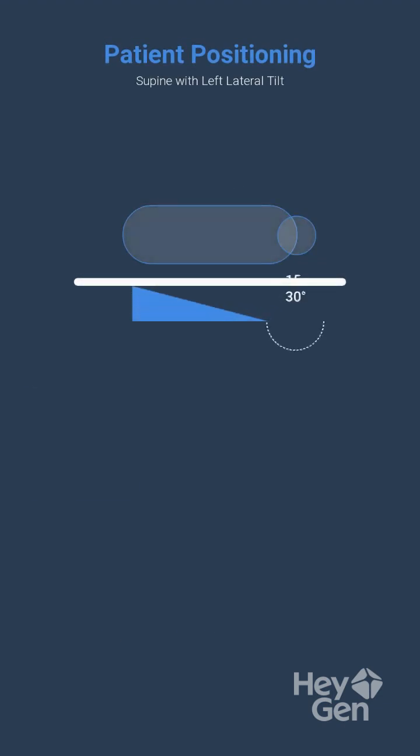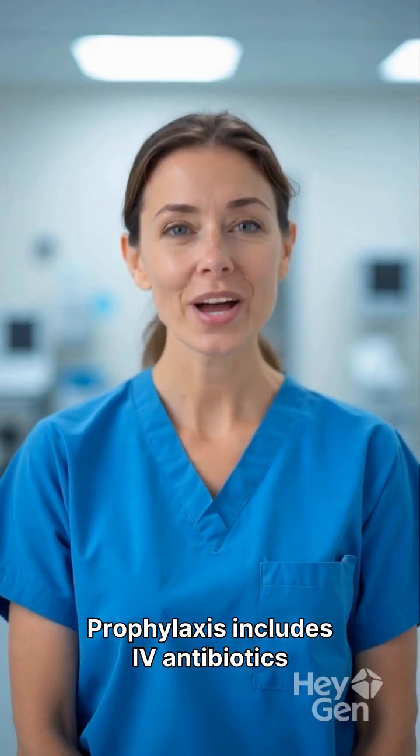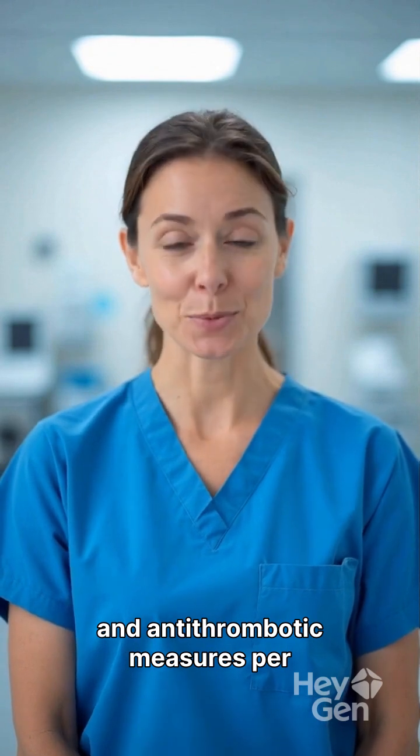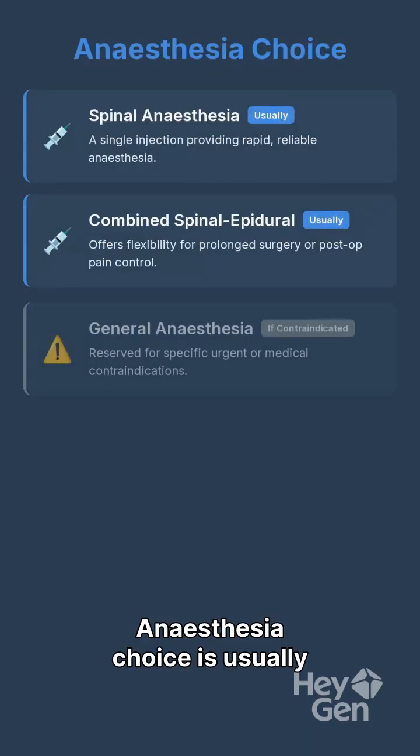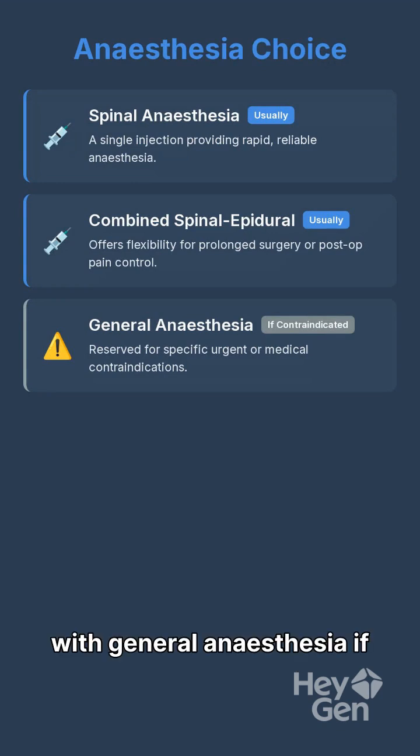Positioning is supine with a left lateral tilt of 15 to 30 degrees to relieve aortocaval compression, with arms secured. Prophylaxis includes antibiotics like cefazolin within 60 minutes of skin incision and antithrombotic measures per protocol. Anesthesia choice is usually spinal or combined spinal epidural, with general anesthesia if contraindicated.